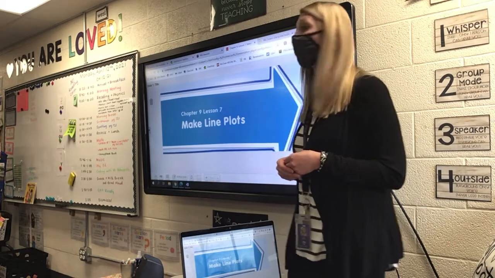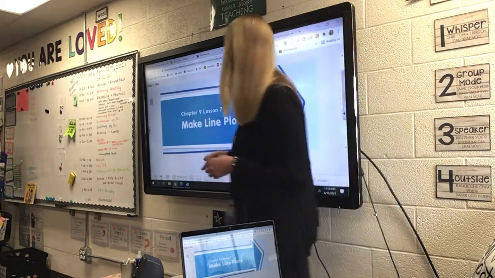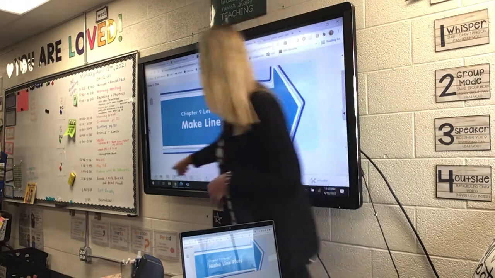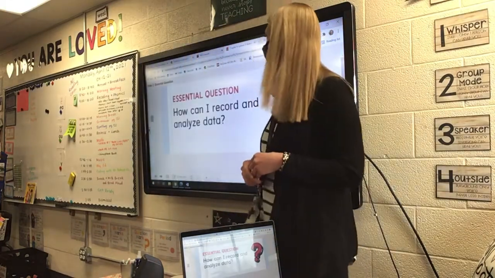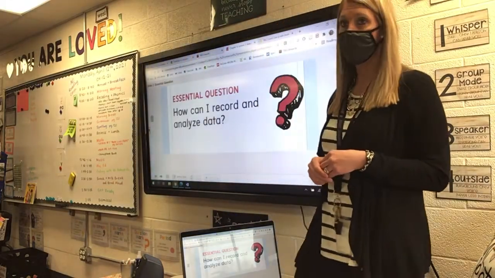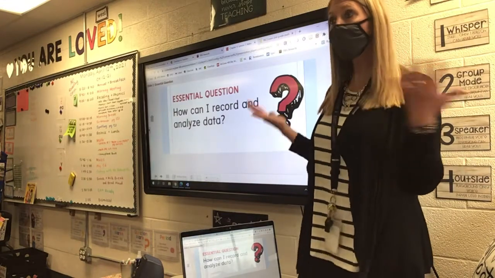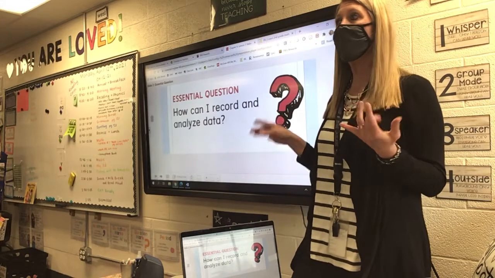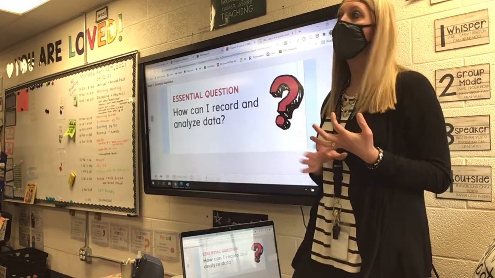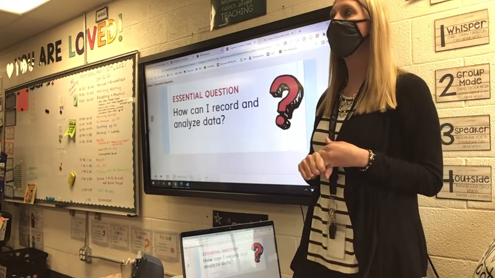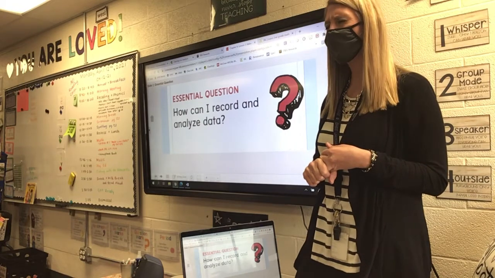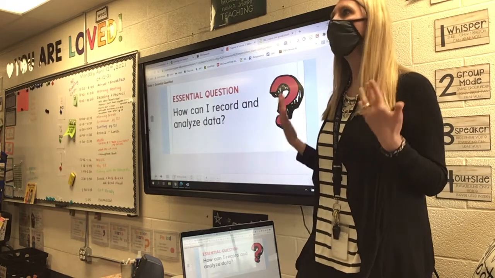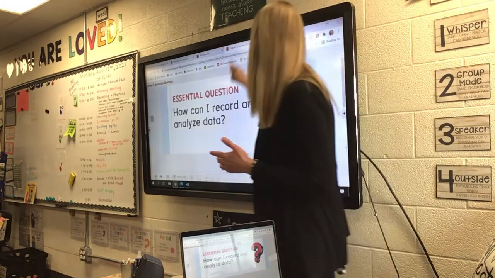How to make a line plot. Our essential question for this lesson and for this chapter is how can I record and analyze data? So today we're going to find out there's a different way we can make a chart or a graph instead of a bar graph and instead of a chart. And it's called a line plot. Say that after me. Line plot. Okay, so let's learn what is a line plot.